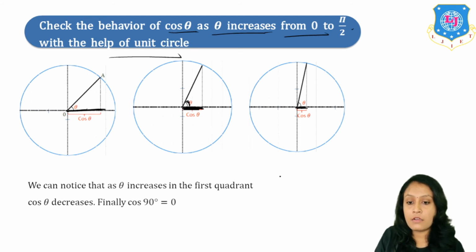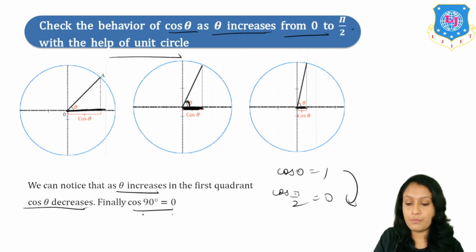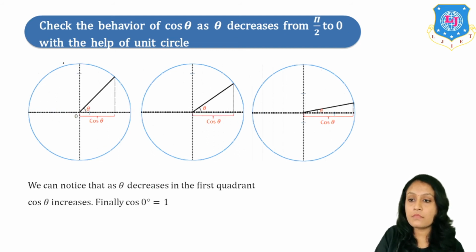Okay, and we also know that cos of 0 is 1 and cos pi by 2 is 0. So as you can see, as we are going from 0 to pi by 2, the value decreases, right? So we can say that as theta increases, cos theta decreases, and finally we are getting the answer of cos 90 degree as 0.